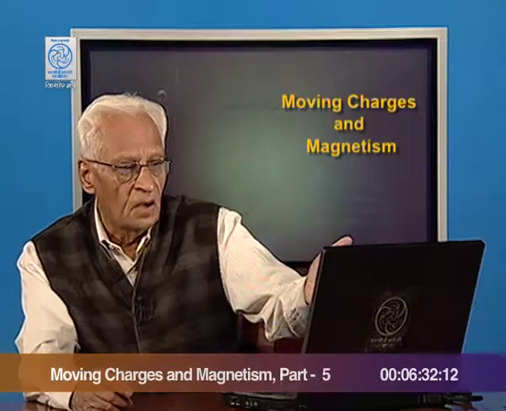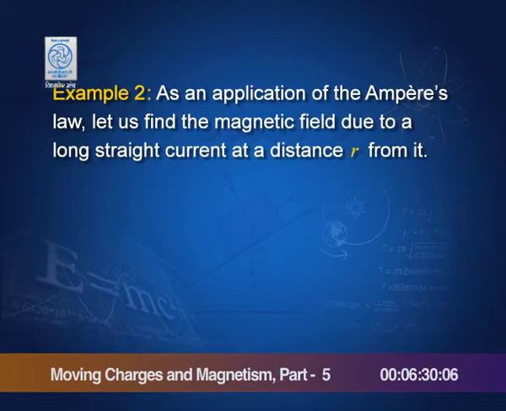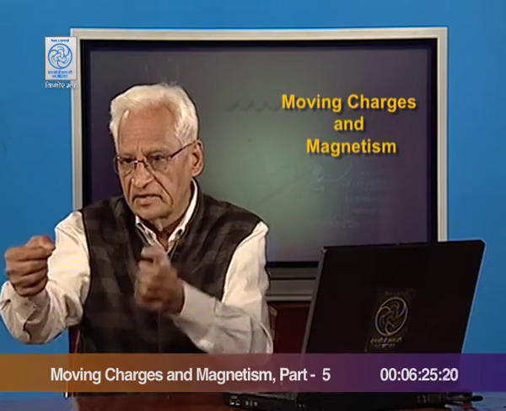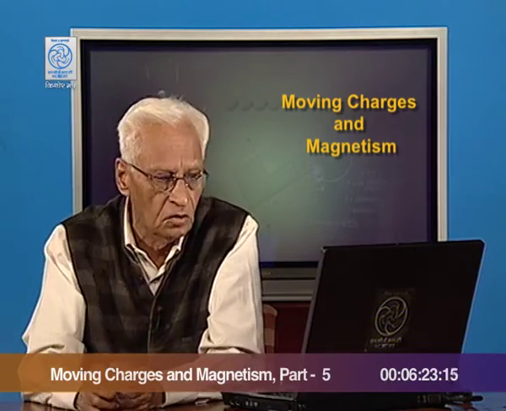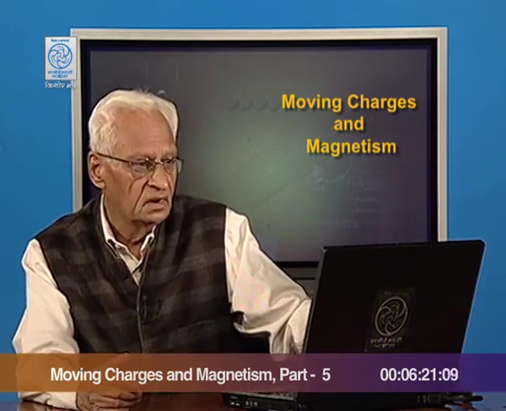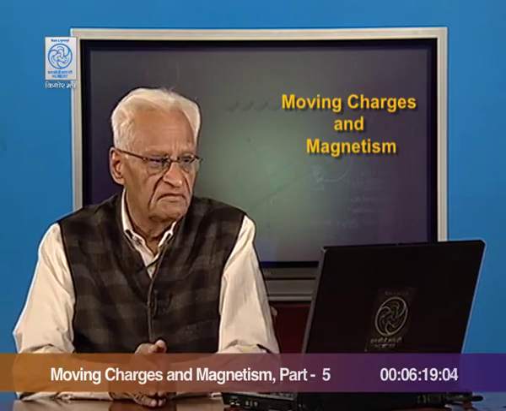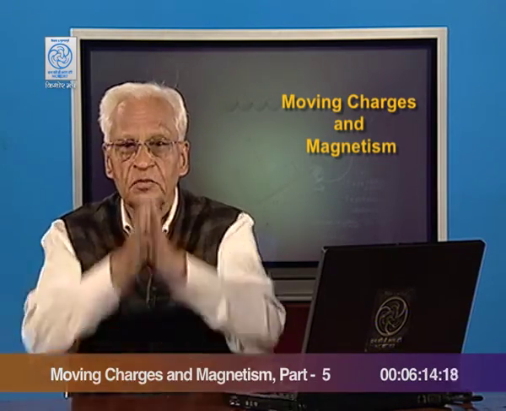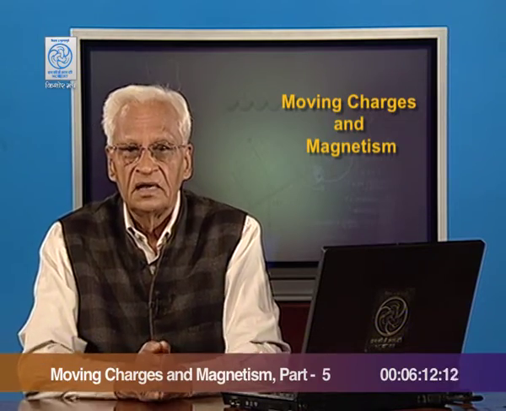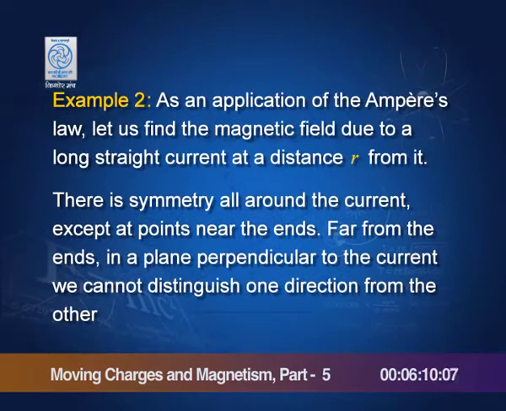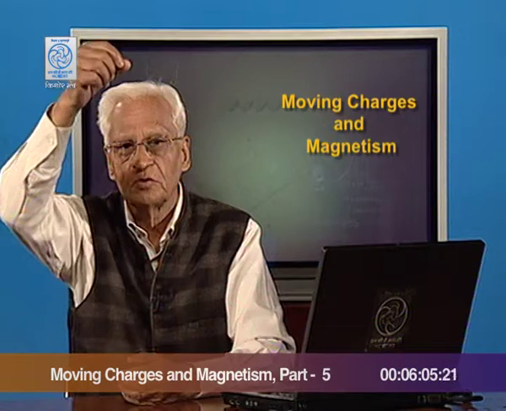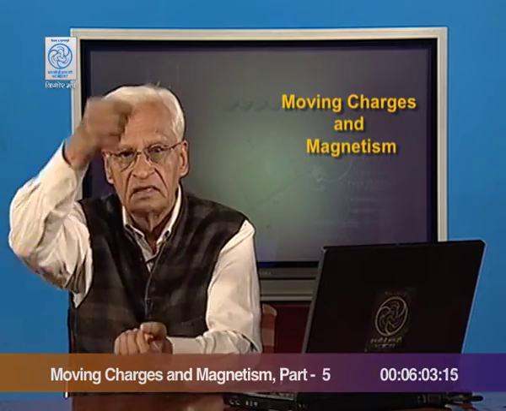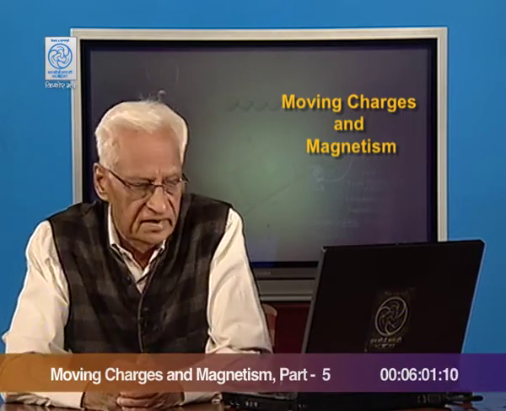As an application of Ampere's law, let us find the magnetic field due to a straight current at a distance r from it. So, I have a straight current, and at a distance r from this current I want to find out the field. Remember that I am taking a very long straight current. In fact, theoretically it should be infinitely long. If it is so, then there is symmetry all around the current except at the points near the ends. So, we are not worried about the ends, we shall take somewhere far from the ends.